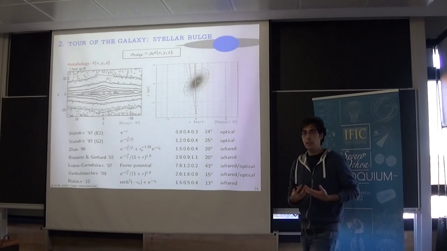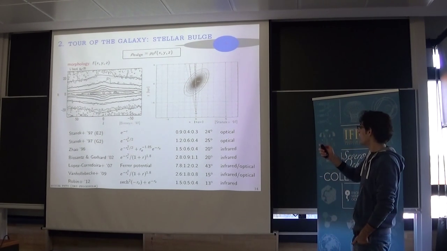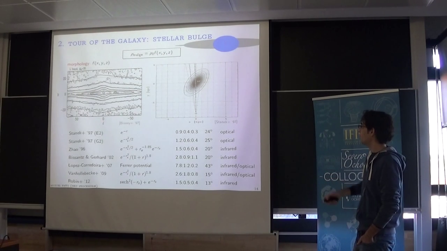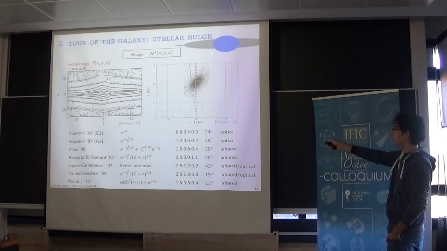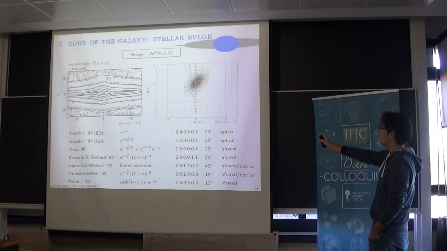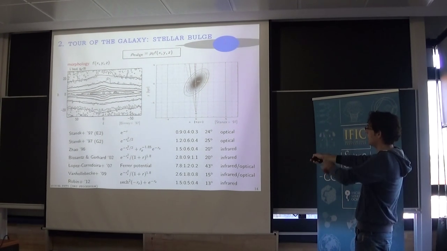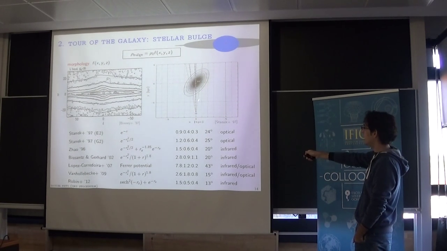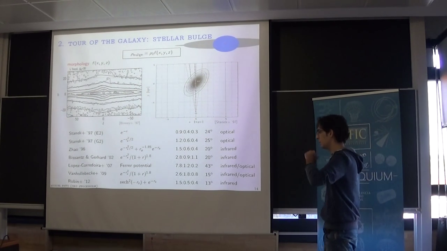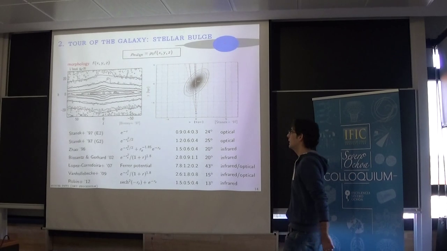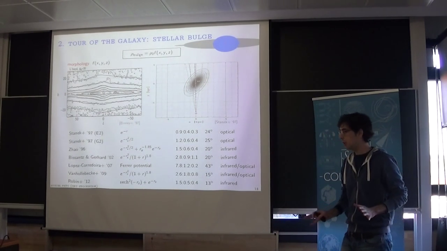And they all agree that the bulge has a triaxial shape with a so-called bar, which is basically the major axis, towards the left of the galactic center. So we are here, the galactic center is there, and the near end of the bar is towards positive longitude, so the left of the galactic center. So this much is consensual.